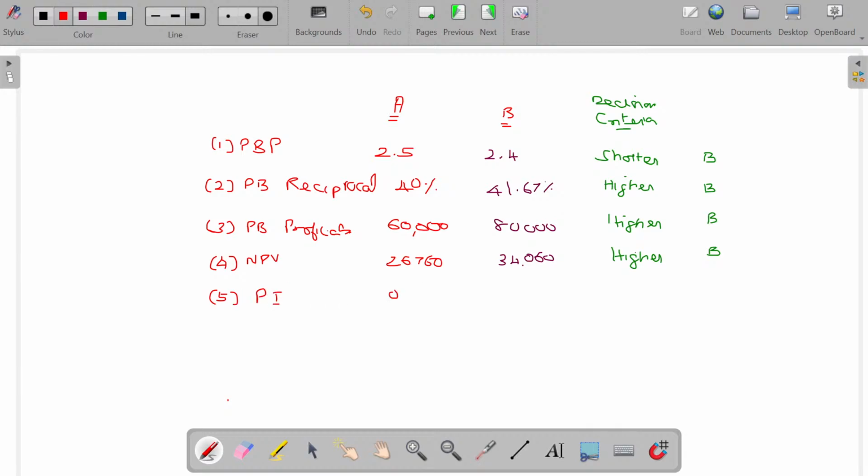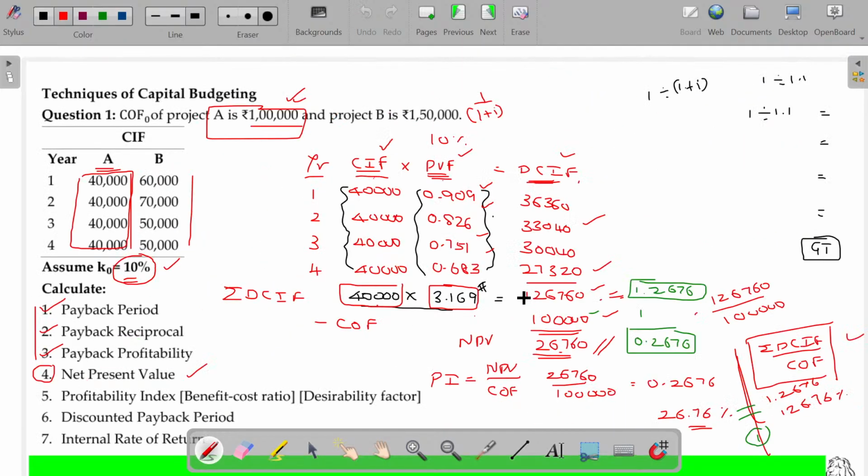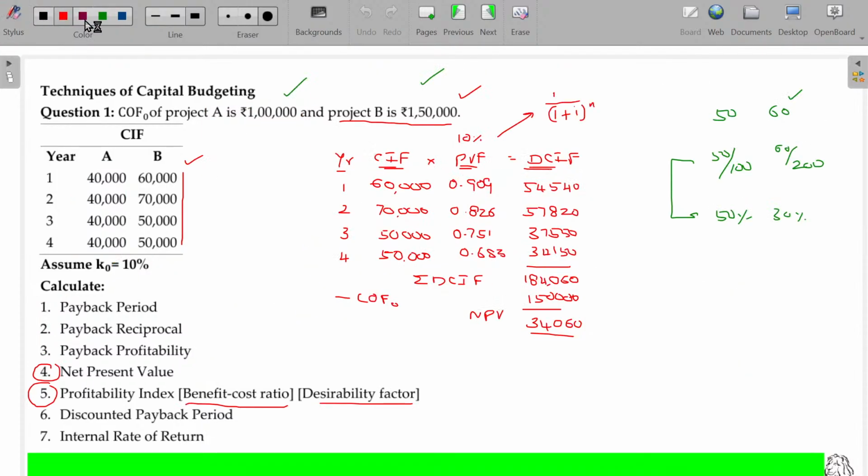So here the answer in case of PI, profitability index, in this case, is 0.2676. Now I have to calculate for B. Let's go for B. In case of project B.